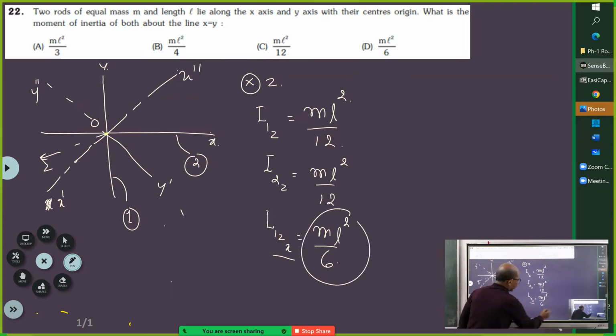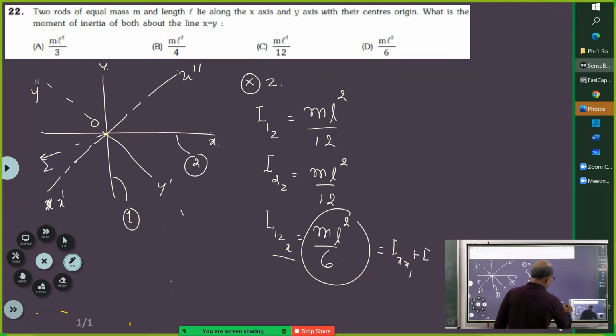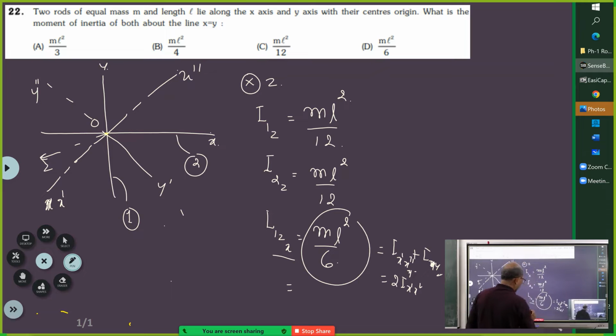So now this moment of inertia, you split it along the two axes. So here you will get I x dash x double dash plus I y dash y double dash. But these two will be equal, isn't it? So you have to divide it, and you will get here ML square by 12. Okay, so option C is the right option.